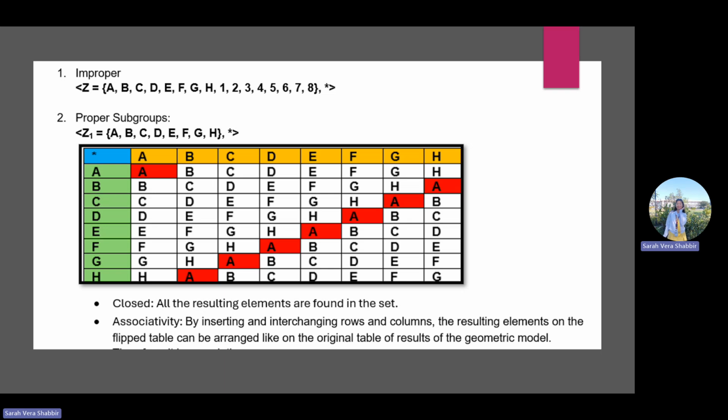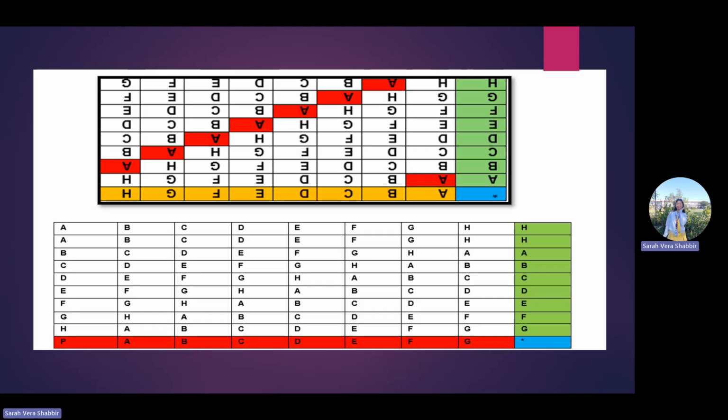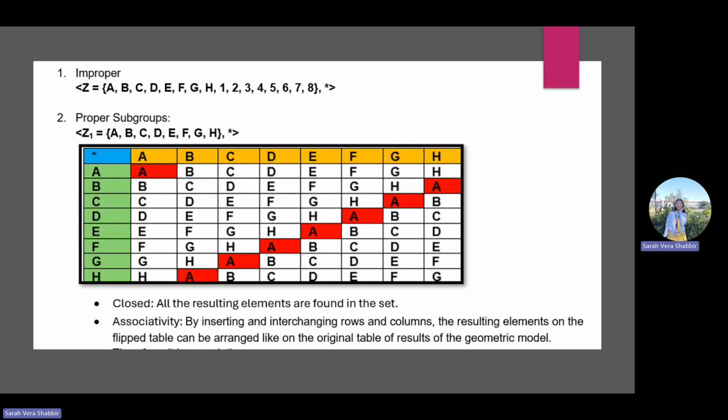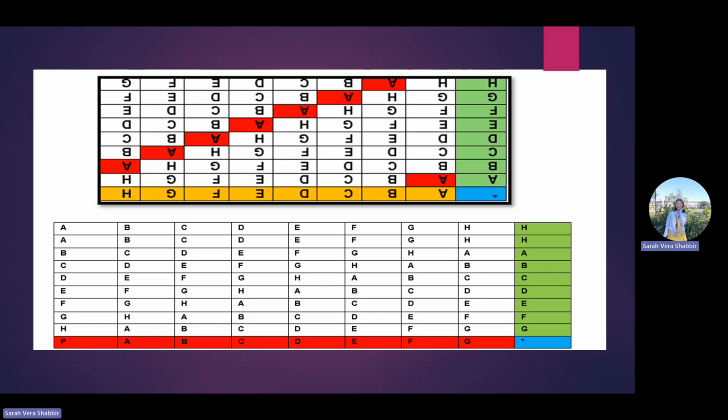Next, let's check if it forms associativity. Again, by interchanging rows and columns, the resulting elements in the flipped table can be arranged like the original table of results of the geometric model. So let's check. As we can see here, this is the one flipped or rotated at 180 degrees. And by interchanging our elements, rows and columns, we went back to the original structure, which is this. So it forms associativity.